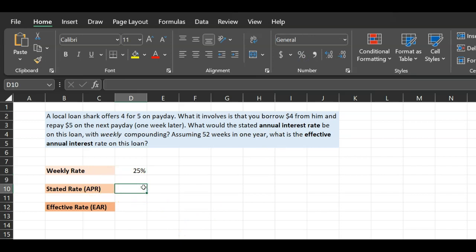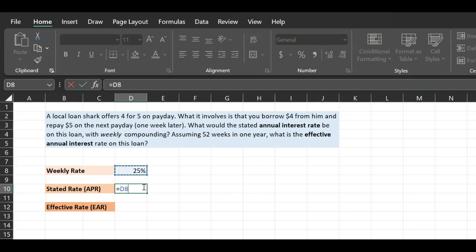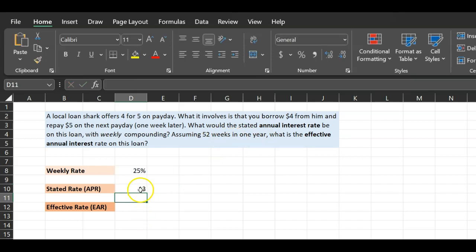If somebody asks you how much is your stated rate or the APR, that's on an annual basis, you simply take your weekly rate, which is 25%, and multiply it by 52. Why 52? Because there are 52 weeks in 1 year. And so if you do that, you will get 13. It's not just 13, you have to convert it into a percentage. Boom, your APR is 1300%.